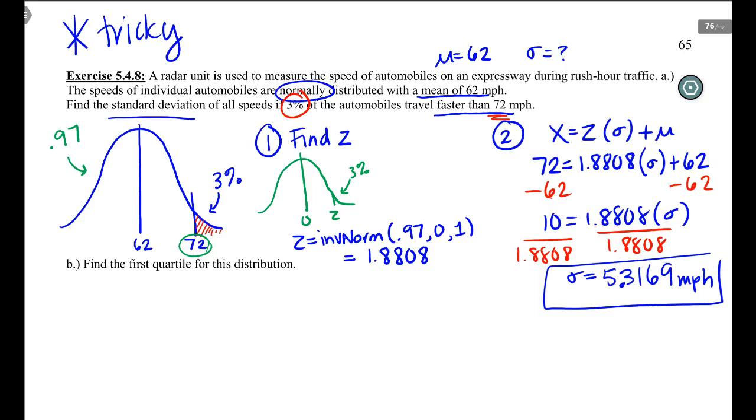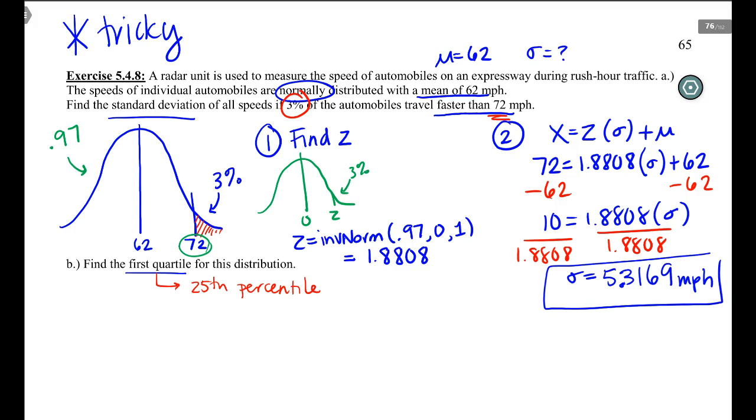In this video, I'm just going to finish up exercise 5.4.8. We had in class gone ahead and done all this work to figure out our standard deviation, doing one of those tricky inverse questions. And the second part asks us to find the first quartile for this distribution. This question really hinges on, if you remember, our definitions from part 2. So the first quartile was the 25th percentile.